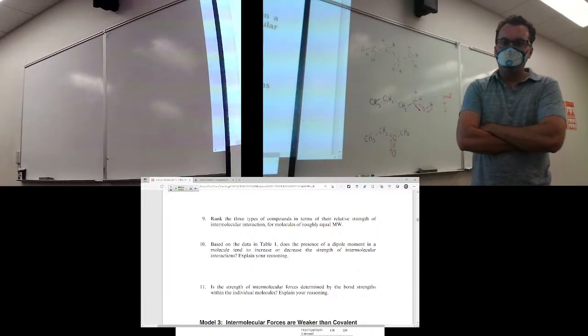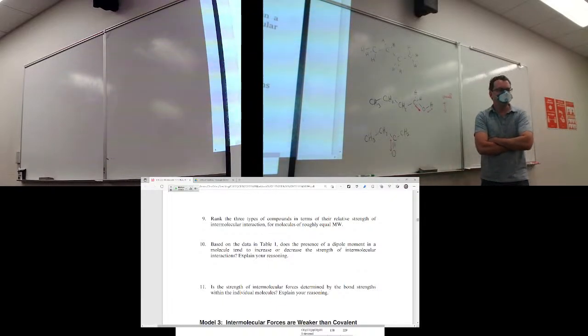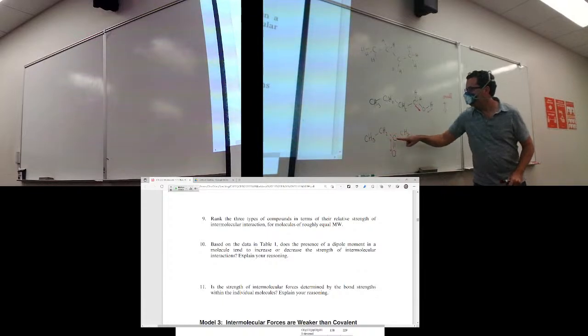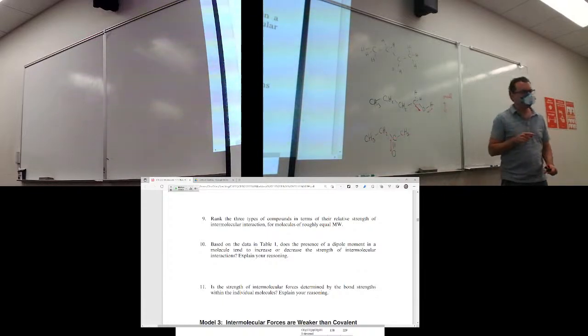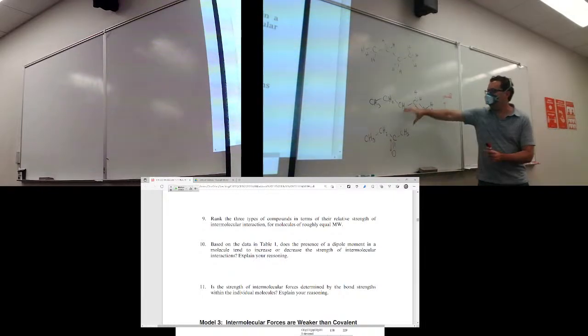Is the strength of IMFs determined by the bond strengths within the individual molecules? No, it has nothing to do with these bonds inside the molecule, because we're not doing anything to these molecules. When we turn them into a solid versus a liquid versus a gas, they are staying whole. Nothing's happening. What's different is the attraction between two different molecules.